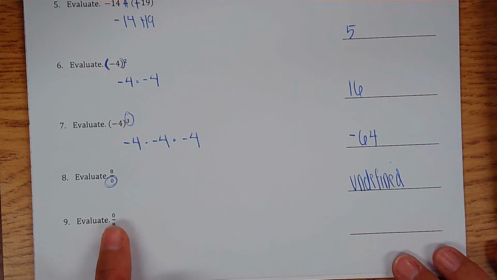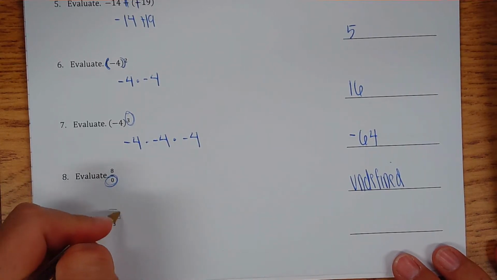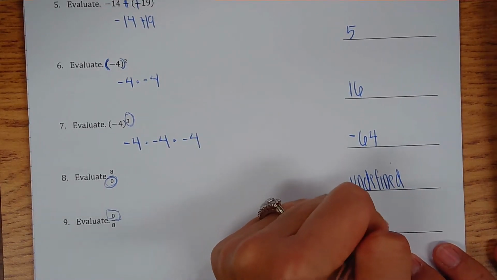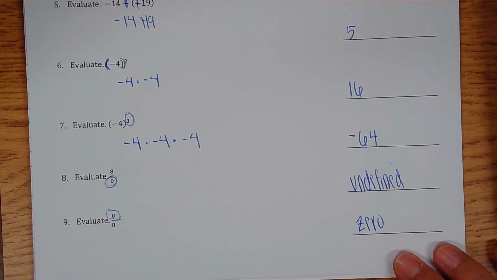However, if Humpty is sitting on the wall, like he is right here, then you just know your answer is 0. 0 divided by 8 is 0.